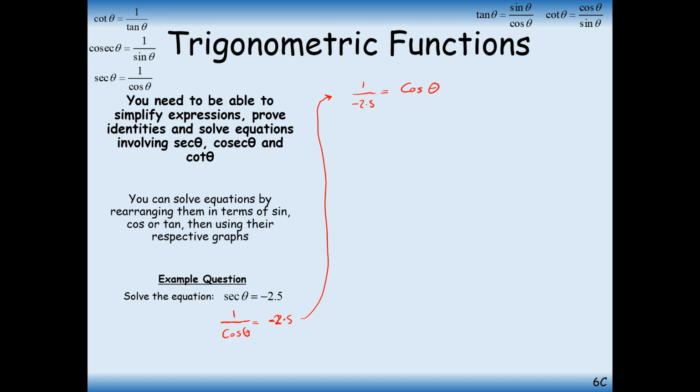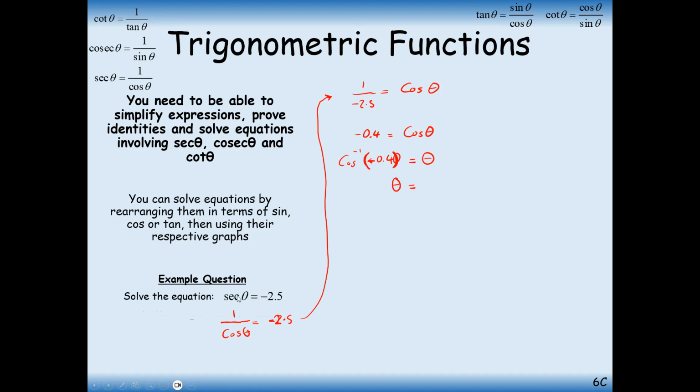Now, once you divide 1 by negative 2.5, you'll have negative 0.4, and its absolute value is less than 1, so we can take the inverse cos or arc cos of 0.4 to get the answer for theta. And you should get a value if you put your calculator in degrees.